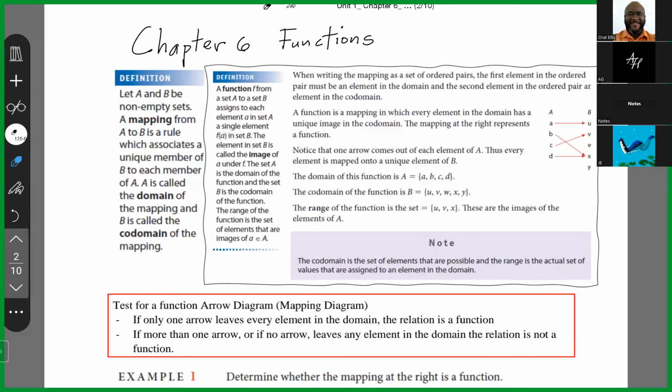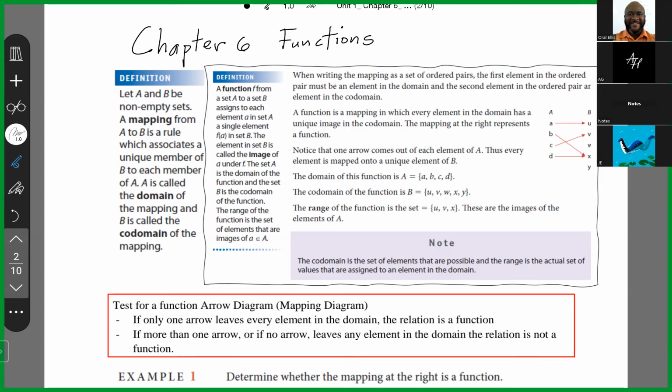Now that we know what a function is, one of the first things you need to be able to do is test for a function. Later on, we'll look at the different ways of representing a relation, and we'll have to be able to determine if a relation is a function, regardless of the way it is described. We'll see that as we proceed. Now, how do we do the test for a function if the function is represented as an arrow diagram?